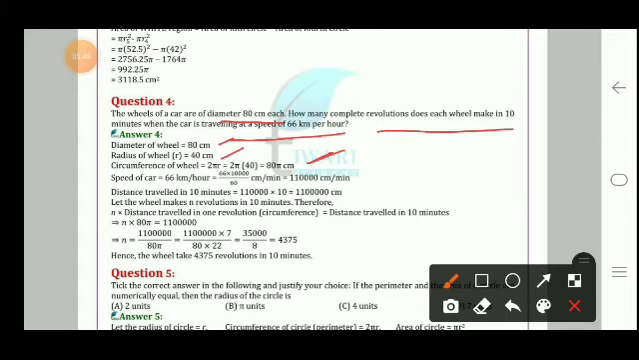Then speed of the car is 66 km per hour, so that will be 110,000 centimeter per minute. Now since we have found this per minute, in 10 minutes we multiply by 10, so it is coming as 1,100,000 centimeter. Now let the wheel make n revolutions in 10 minutes, so it means n into distance traveled in one revolution is equals to total distance traveled in 10 minutes.